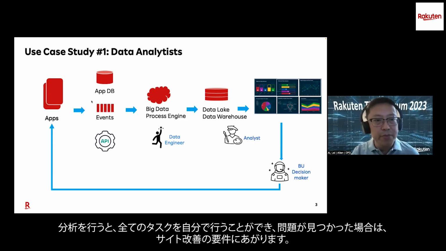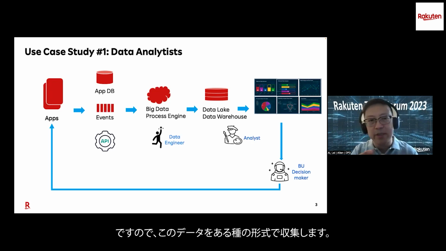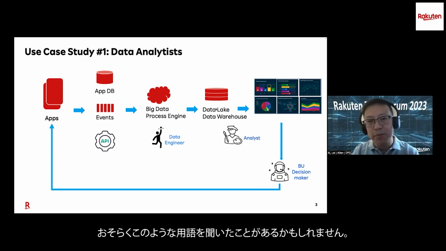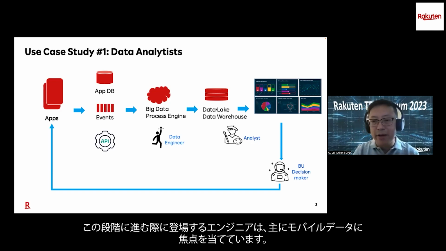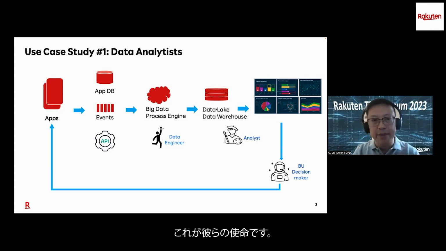And then again, later this part will reflect in data, which will be collected in databases, events, or APIs. The next step is the data engineers, who collect all this data and store it in some kind of format. Sometimes we call it a data lake, or sometimes we put it into a data warehouse. You may have heard of these terms. The data engineering team mainly focuses on moving data, transforming data, and massaging data to make it accessible in an appropriate format somewhere.